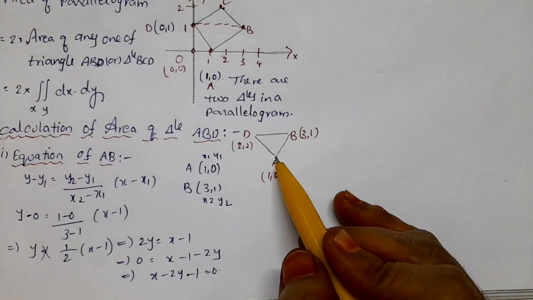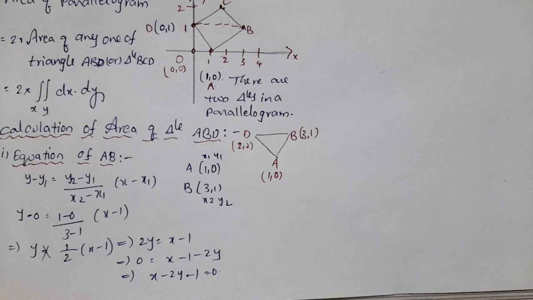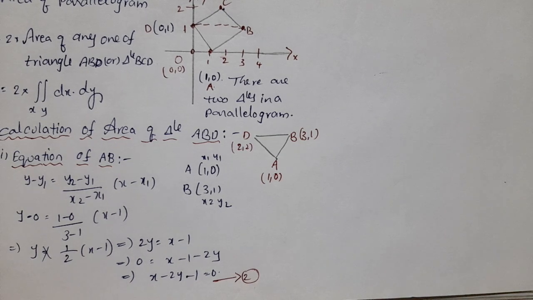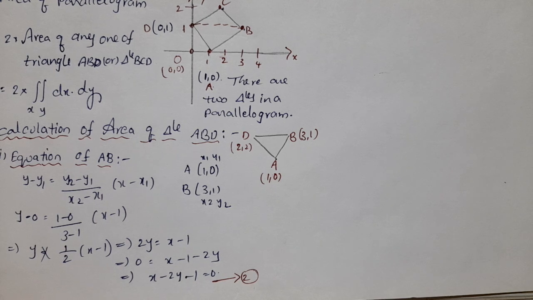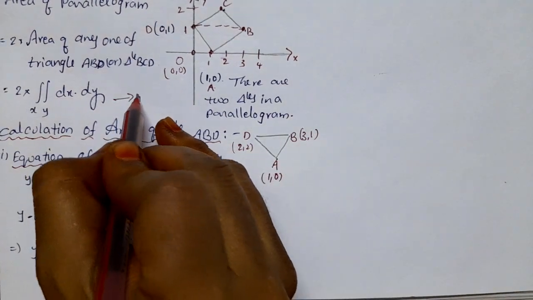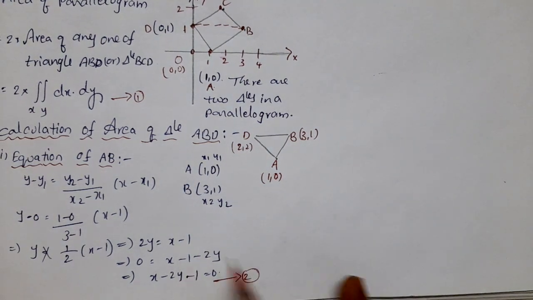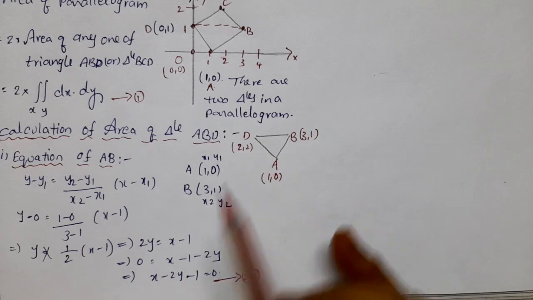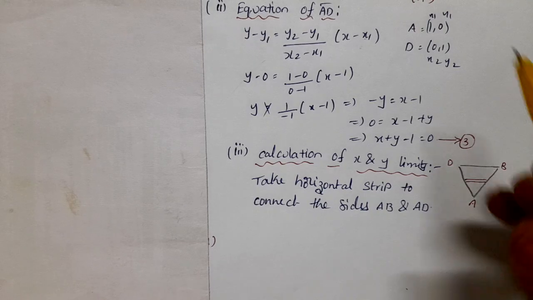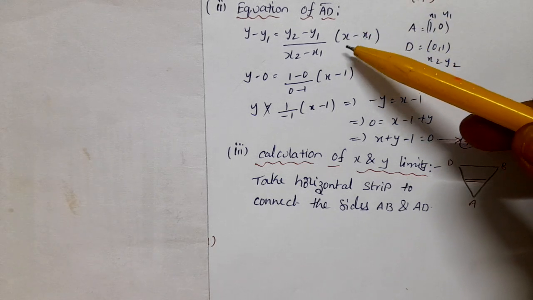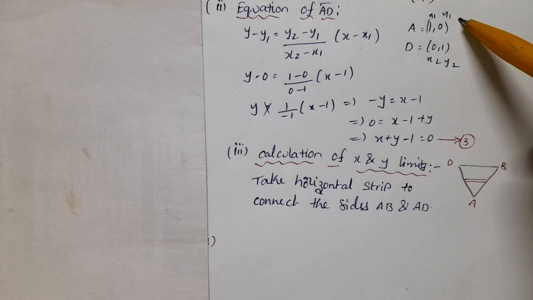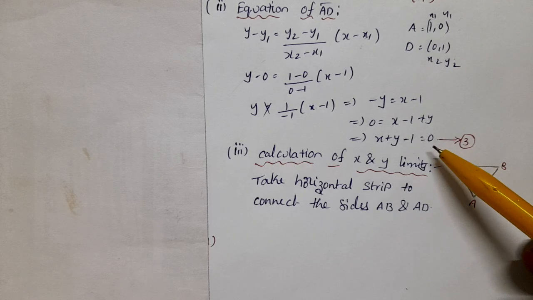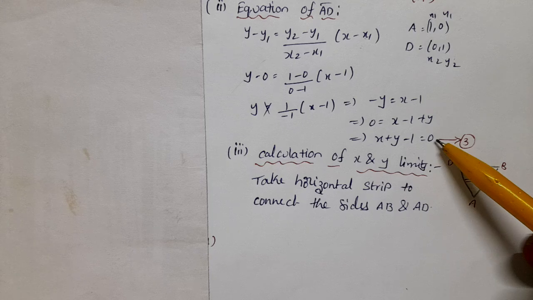Equation of AB can be taken as equation 2; area of triangle is equation 1. In the same way, we have to calculate the equation of AD also: y minus y1 equals (y2 minus y1) by (x2 minus x1) into (x minus x1). Take A and D as (x1, y1) and (x2, y2). Then we get the equation of AD as x plus y minus 1 equals 0, equation 3.